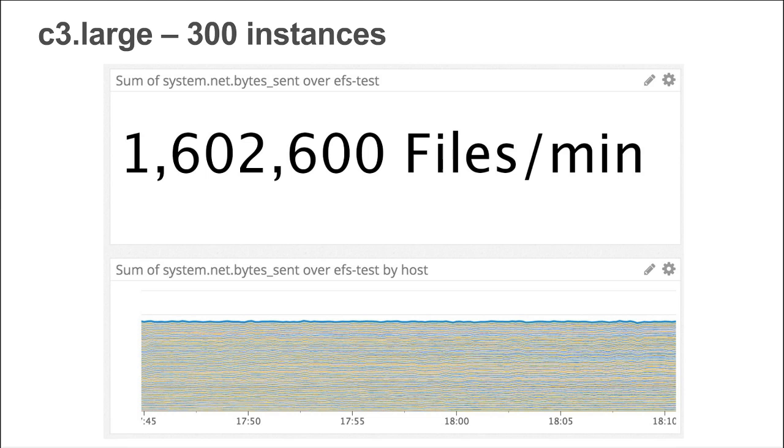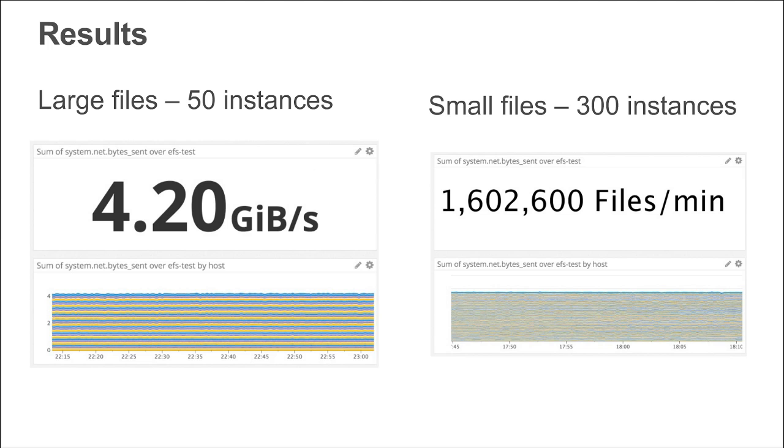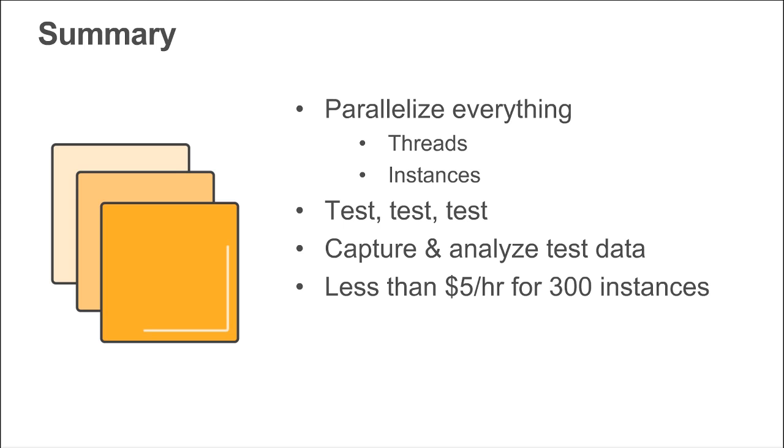So with the final result with testing, I was able to move 1.6 million files per minute. And the graph below, it's kind of condensed, but it really shows that it's just really evenly distributed across all the instances for performance. So side by side, I was able to move a lot of data on small files and a lot of throughput on large files. So in summary, please parallelize everything.